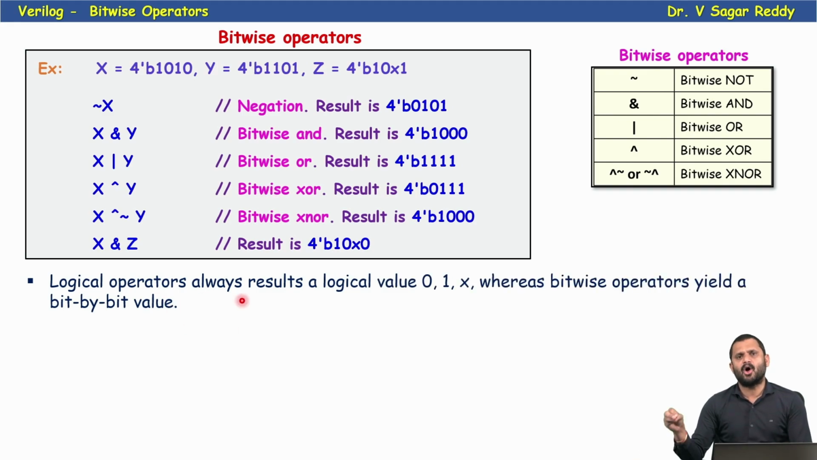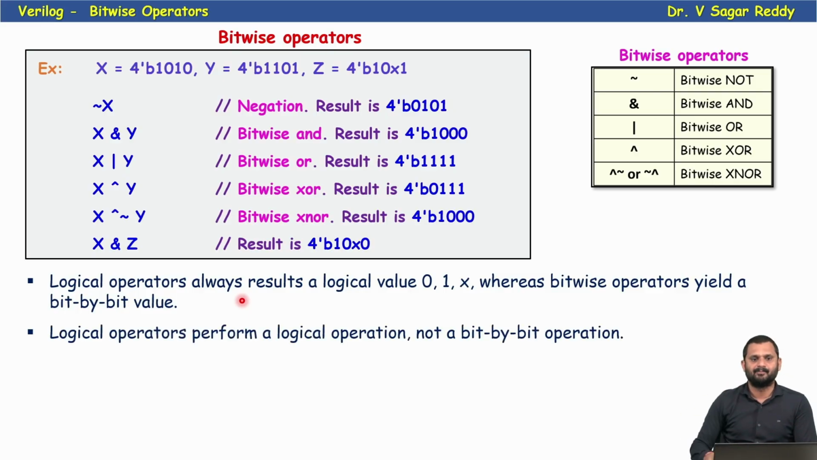So a logical operator always results in a logical value 0, 1 or X, whereas a bitwise operator yields a bit-by-bit value. For example, in a logical operator, it may be 4-bit operands, and the output is either 0, 1 or X. Whereas in the bitwise operator, for a 4-bit operand, the result is also 4 bits. It compares 1 bit in one operand with the corresponding bit in the other operand. So logical operators perform a logical operation, not a bit-by-bit operation. You should remember that. So a logical operator gives only 0, 1 or X, whereas the bitwise operator with 4-bit operands produces a 4-bit result. Clear? So here a single AND, whereas there is a double AND.